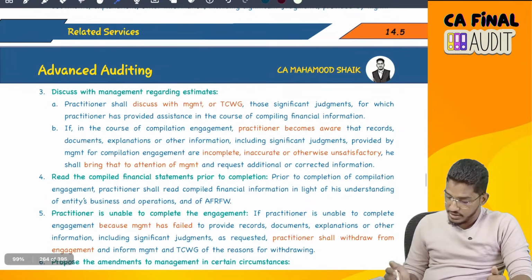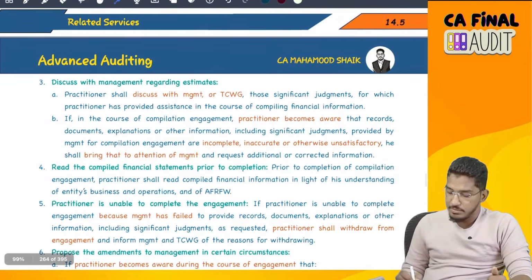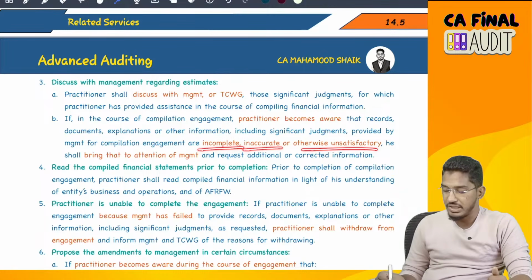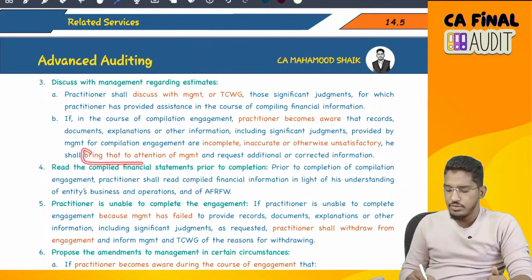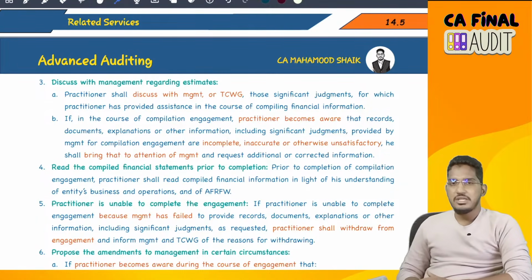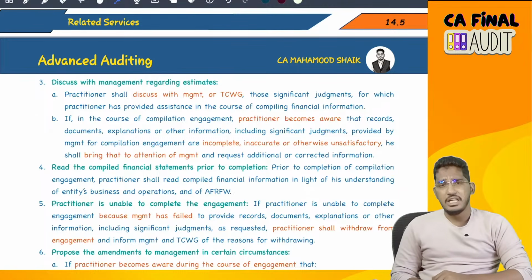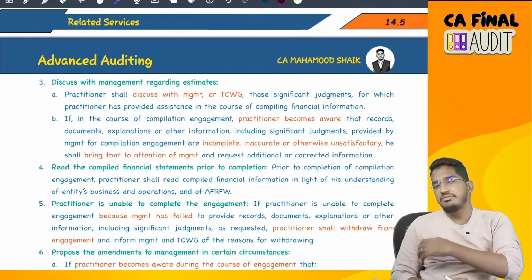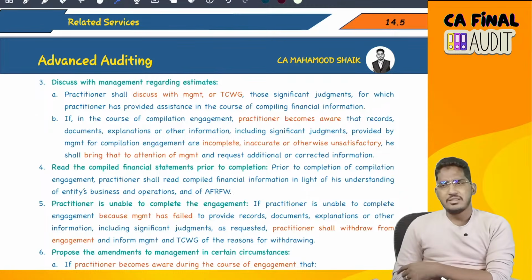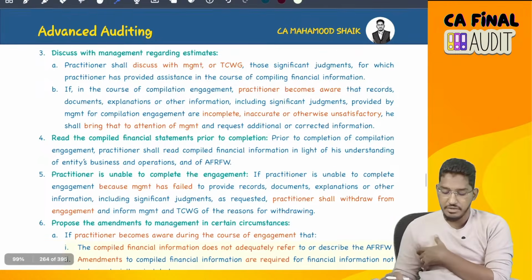If the practitioner becomes aware during the course of the compilation engagement that the documents provided to him for the compilation are incomplete, inaccurate, or otherwise unsatisfactory, he shall bring it to the attention of the management and request additional information. See, if the management is giving incomplete information and asking you to prepare financial statements, can you do that? No. If they are not giving full information, go and ask them, sir, without full information, how can you expect me to prepare the financial statements? So get the required additional information.